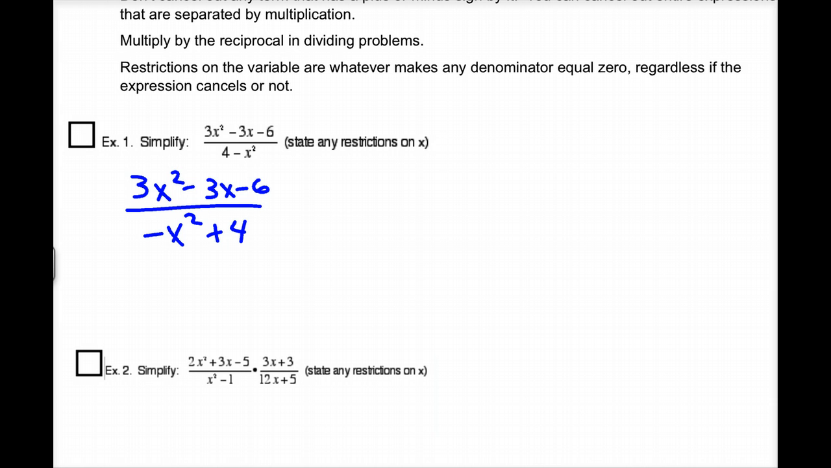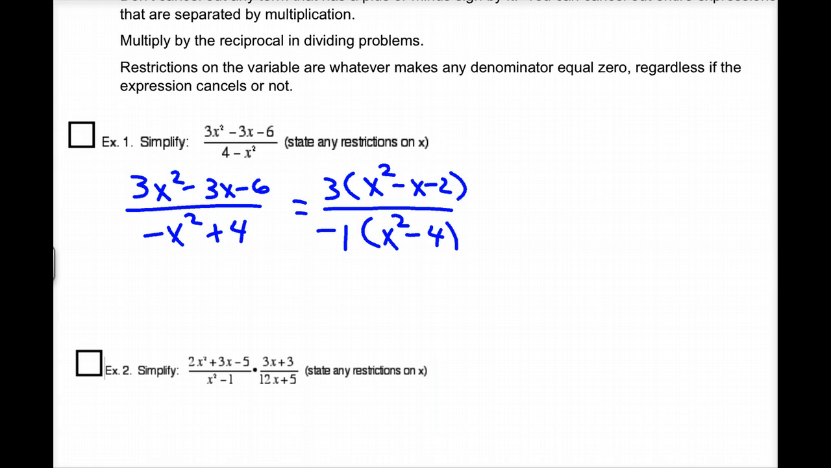Now I'm going to look at factoring. Well, the top one, I can take a 3 out. And the bottom one, I can take a negative 1 out. So again, if you have a negative out in front, take that negative out, and then change the signs of everything on that level. That was the denominator there.